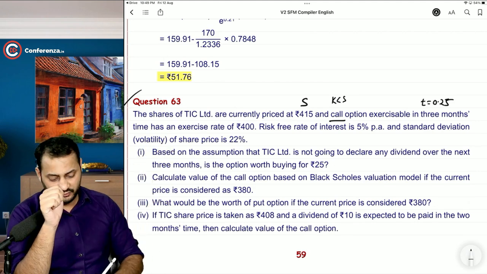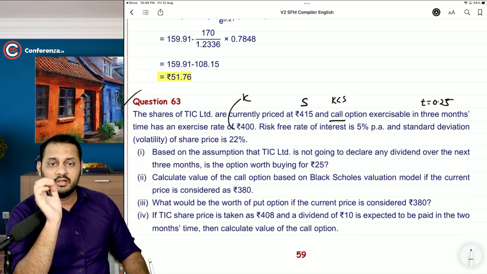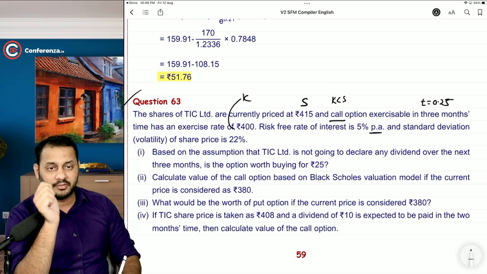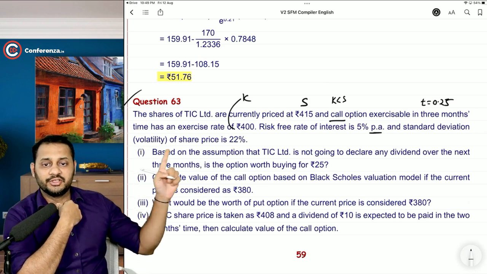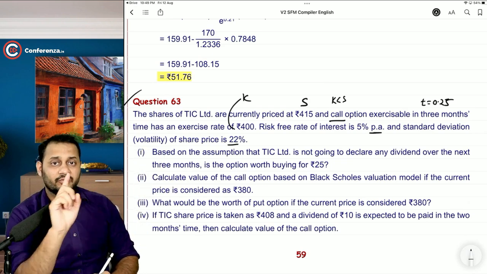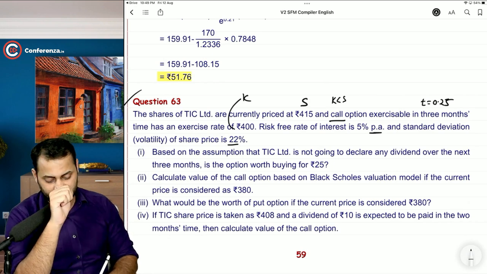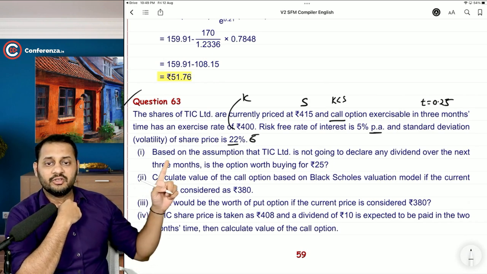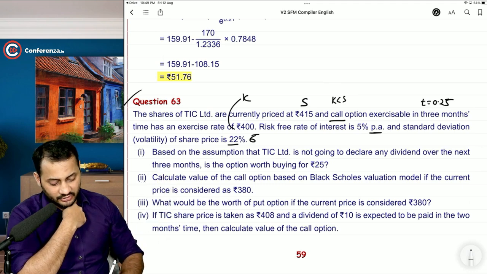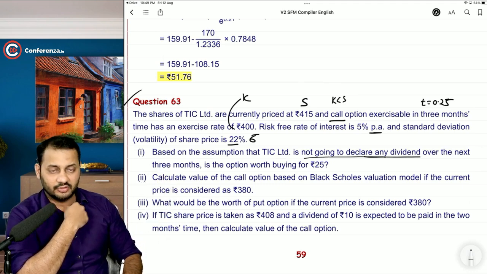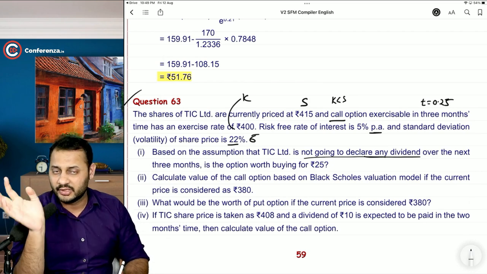It has an exercise rate of 400, that is K. The risk-free rate of interest is 5% per annum, and the standard deviation of the share is 22%. It's not variance, it's standard deviation. Based on the assumption that TIC Limited is not going to declare any dividend over the next 3 months, so don't worry about the dividend.